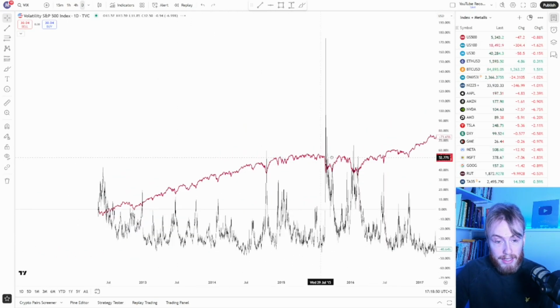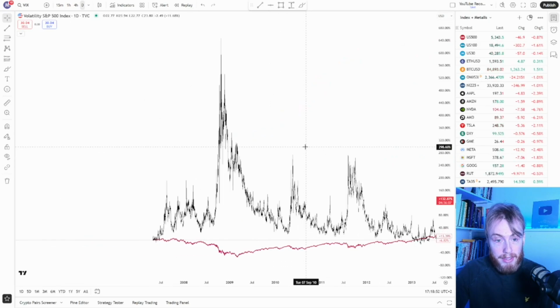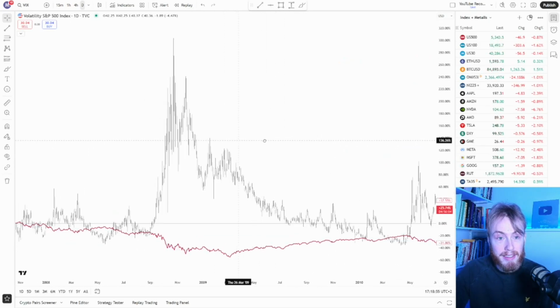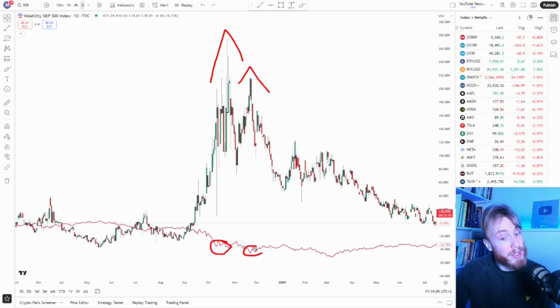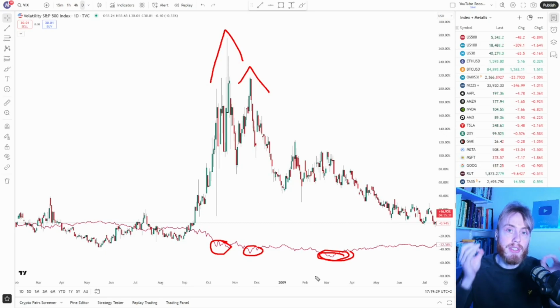So let's look at another super famous example. I'm thinking about the financial crisis right here. This was the financial housing crisis of 2008. You can see that when the VIX spiked right here and right here, this was very close to the market bottom. But in this case, both of these VIX spikes were local bottoms, and we eventually saw even lower prices. So it's not always true that if you buy high VIX, you will buy the exact bottom, but it's definitely a good indication.